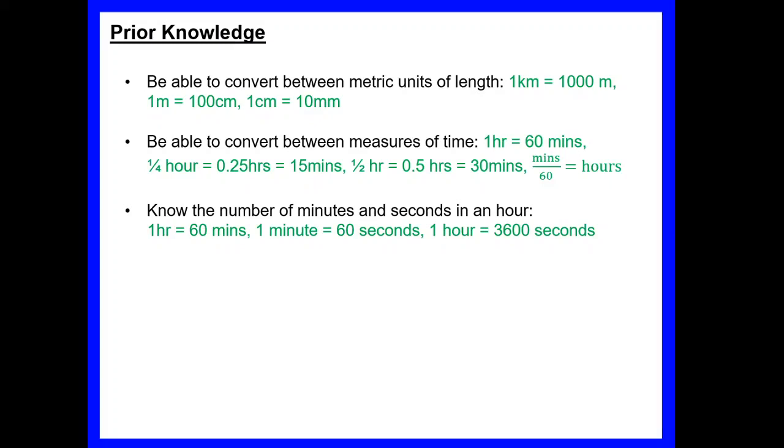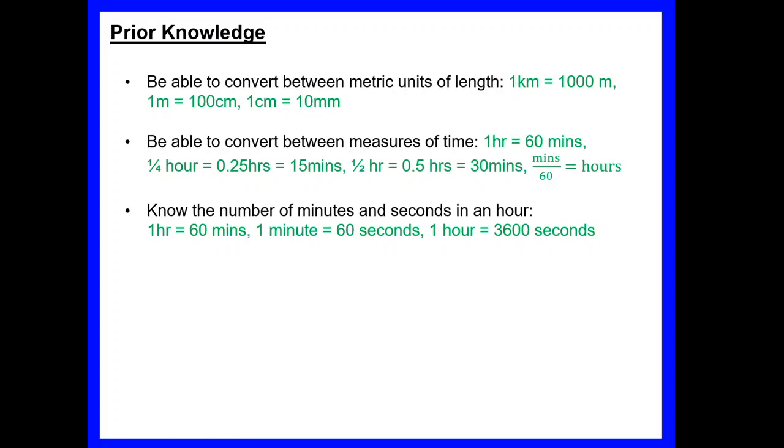So 1 hour is 60 minutes, a quarter of an hour is 0.25 hours, which is 15 minutes, half an hour, 0.5 hours, 30 minutes, and most importantly, to convert any amount of minutes into hours, we do the number of minutes divided by 60. So we're dividing by 60 because there are 60 minutes in each hour.